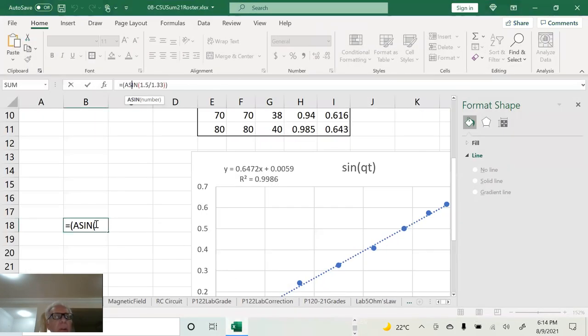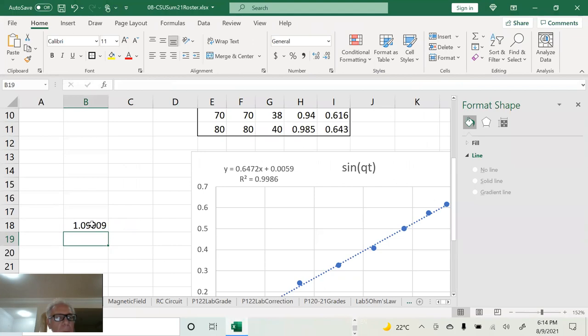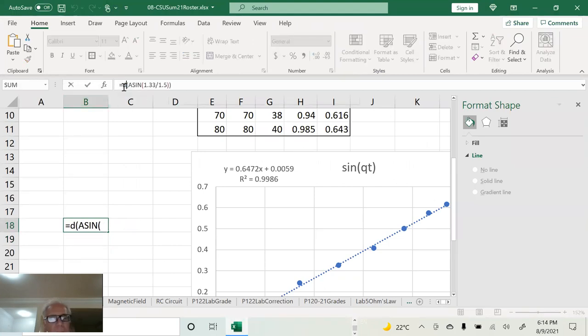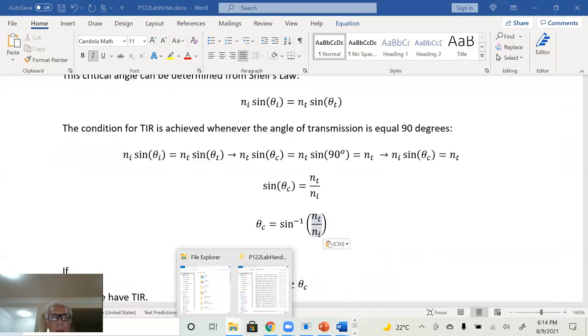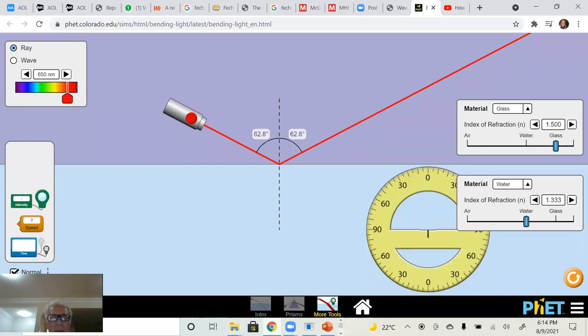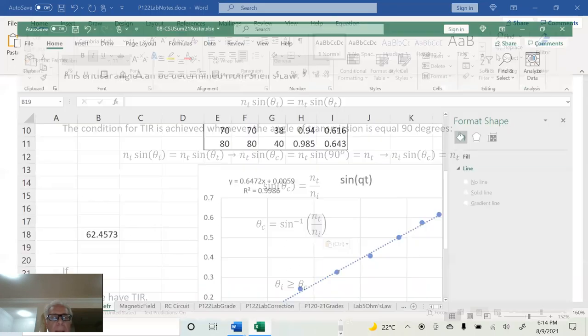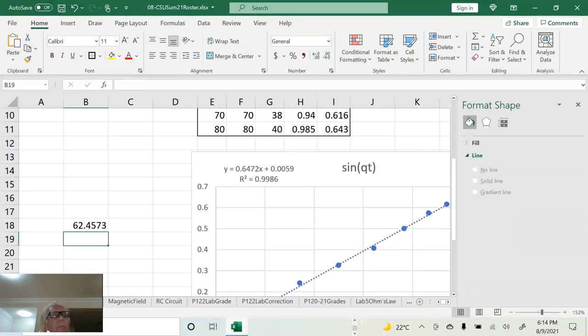Going to the spreadsheet, it is 1.33, 1.5, and I have to change that from radians to degrees. What do I get? Oh, I mistyped my function. Okay, now I got it, 62.45 degrees. Let's see what I got for my measurement. I got 62 degrees here as well. 62.8. What am I getting here? 62.45 is close enough.